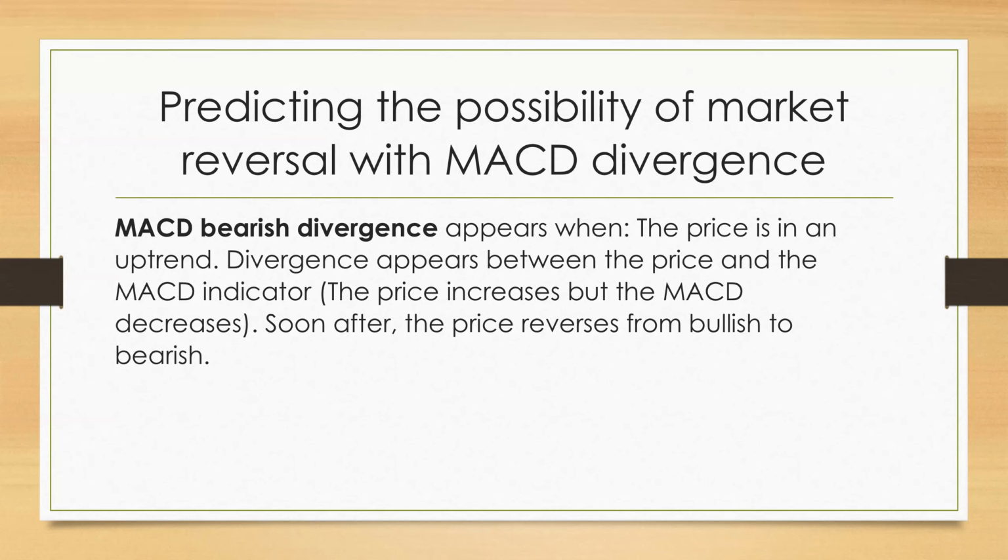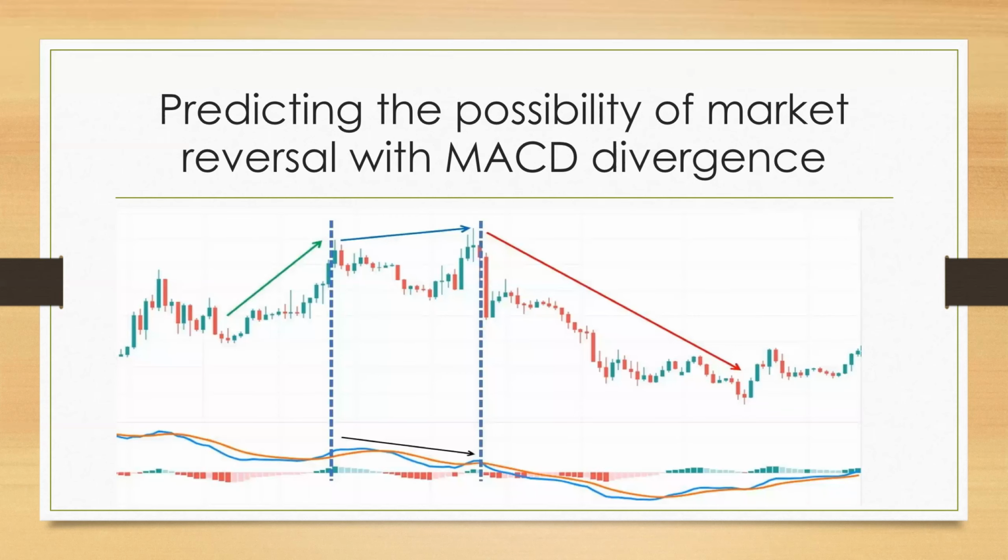So the bearish divergence appears when the price is in an uptrend, right? Divergence appears between the price and the MACD indicator. So price is increasing, but the MACD is decreasing. Soon after, the price reverses from an uptrend to a downtrend. Let's see that in action.